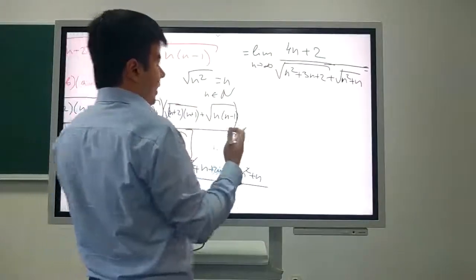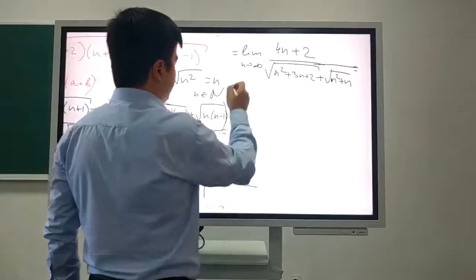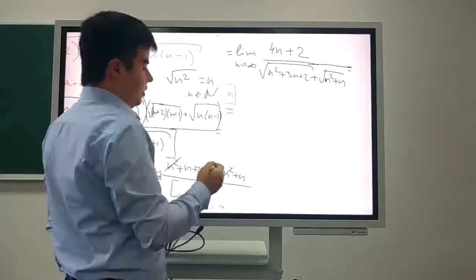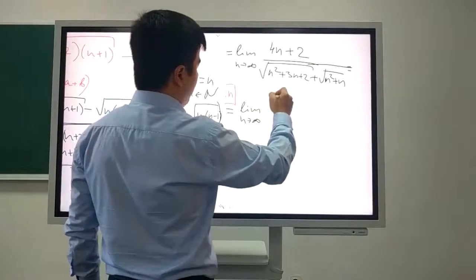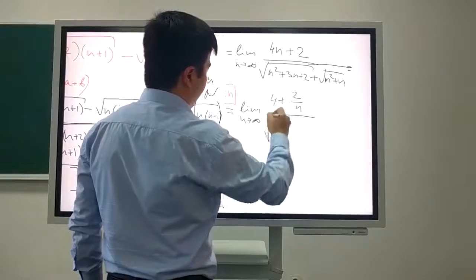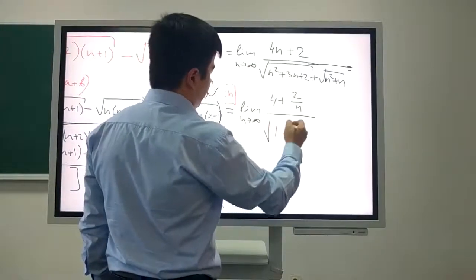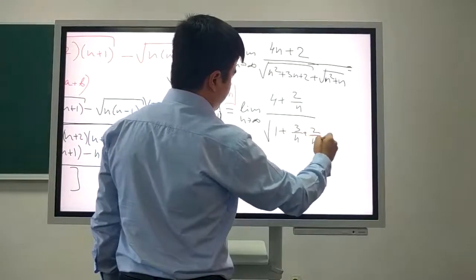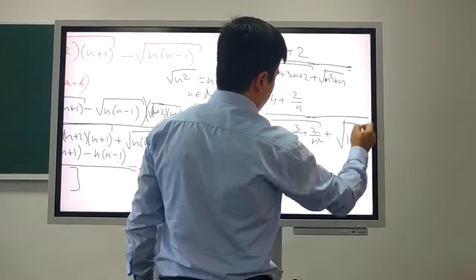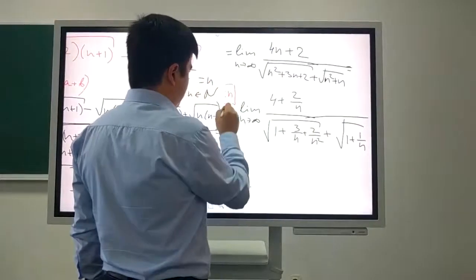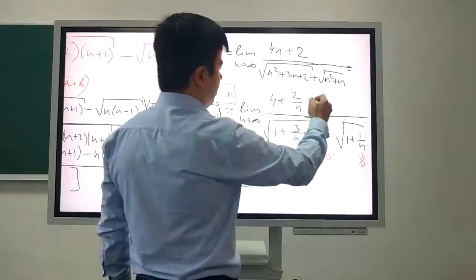Or we can write it like this: if we divide by n, we have the limit as n goes to infinity of 4 plus 2 over n, and here, if you divide by n, in the square root it is n squared. So now we have 1 plus 3 over n plus 2 over n squared, and plus 1 plus 1 over n. Now these terms go to 0, and we have just 1 plus 1, 2, and the numerator goes to 0 again.